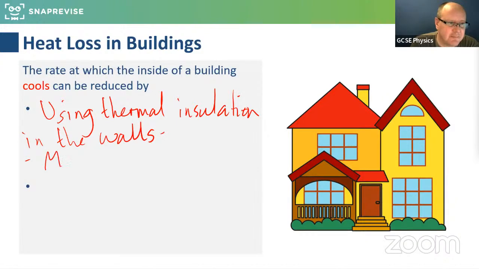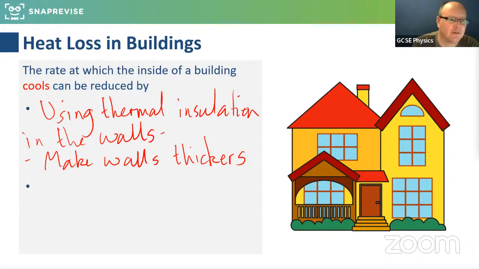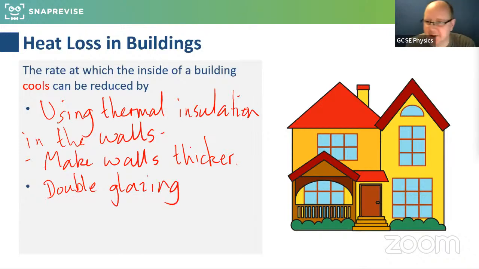We could make the walls thicker. Very thick walled buildings tend to have more constant temperatures because it takes longer for heat to transfer through them. So we can make the walls thicker. And we could add double glazing, which gives any heat two layers of glass through which the thermal energy needs to be conducted. So that takes longer. And often double glazing has a low conductivity gas, which is trapped between the glass. So that reduces convection as well between the two pieces of glass. So that's how double glazing helps.